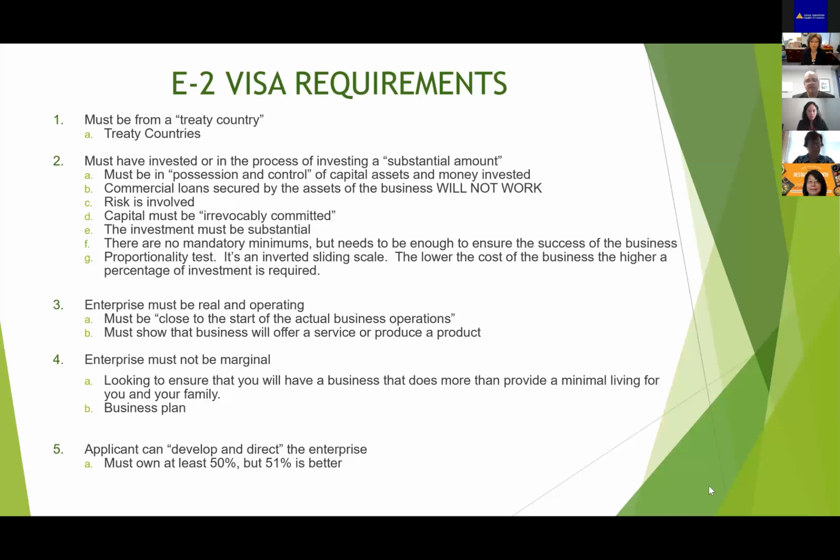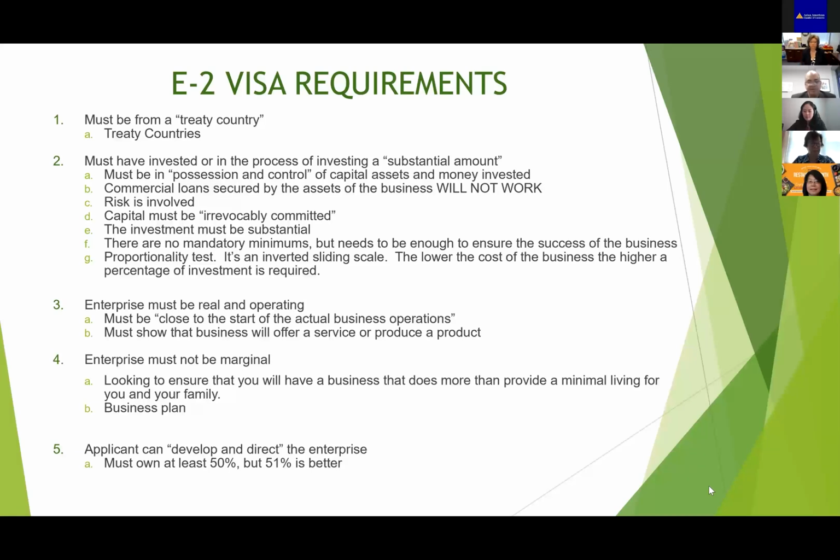We usually use as the general commitment the figure 200,000. However, I can tell you I've successfully gotten E2 visas for people who have invested as little as 50, but the plan was very, very good. And it was very clear that 50 was all we needed at this point, but we were well on our way to a much more substantial investment. And 200 is an arbitrary figure, but if you go below 200, there's going to be a lot more scrutiny of the plan to make sure that this is a legitimate investment effort.